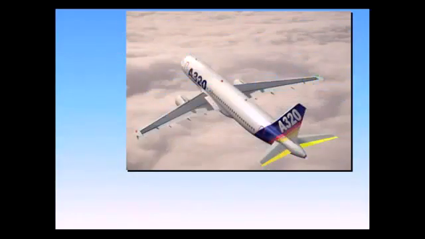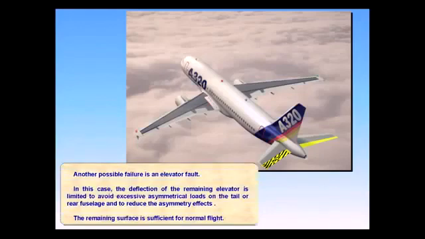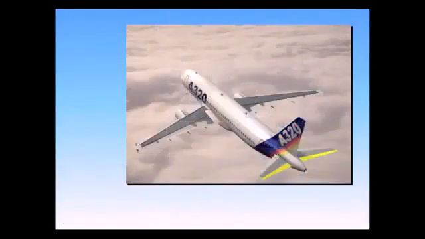Another possible failure is an elevator fault. In this case, the deflection of the remaining elevator is limited to avoid excessive asymmetrical loads on the tail or rear fuselage, and to reduce the asymmetry effects. The remaining surface is sufficient for normal flight. In case of total loss of normal control or hydraulic supply, the elevators are automatically set to and maintained in the neutral position.